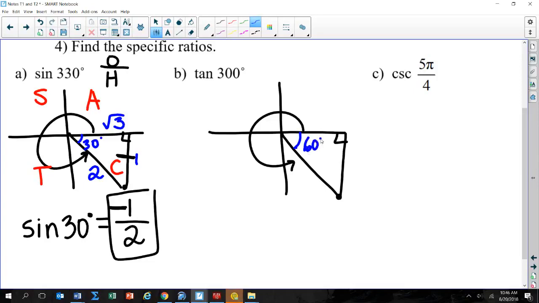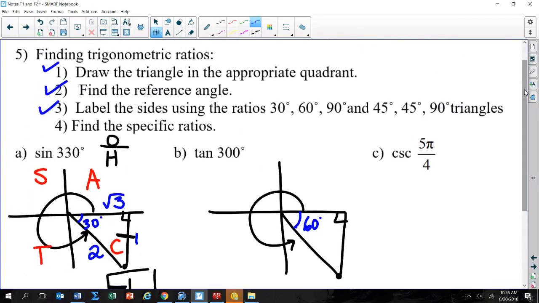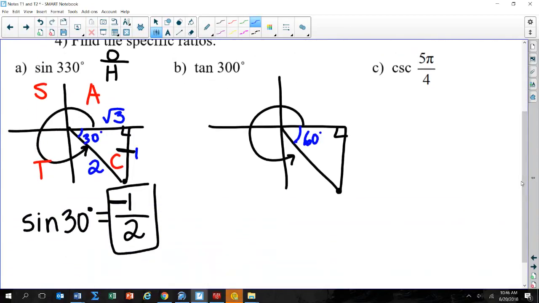So that's step 1. Step 2, I lied. Step 1 is to draw the triangle. Step 2 is to find the reference angle. So now we're on step 3, label the sides. Across from 60 is my long leg. Across from 30 is my short leg. And the hypotenuse is 2. Don't forget, based on the orientation, I'm going to make this a negative radical 3 just because we're going down.